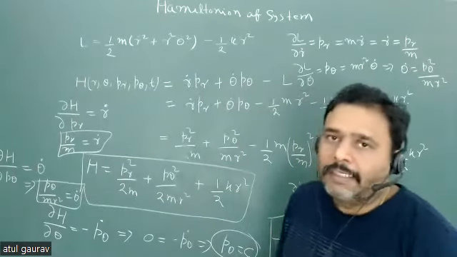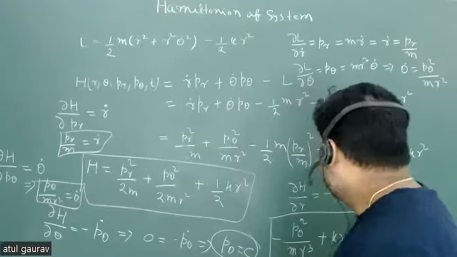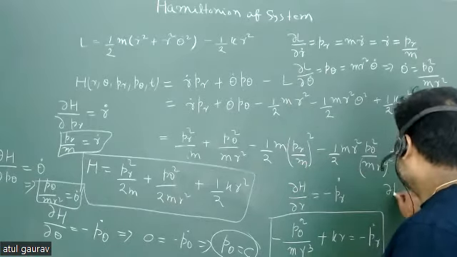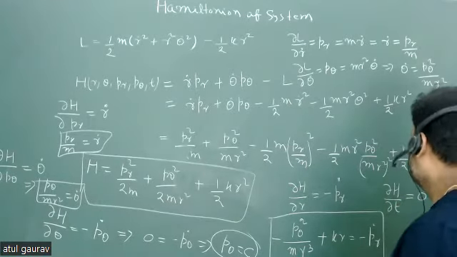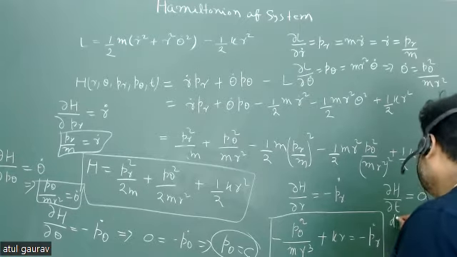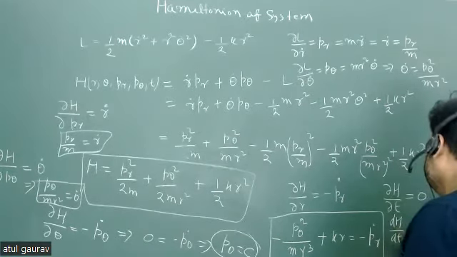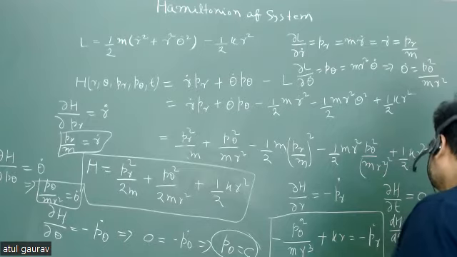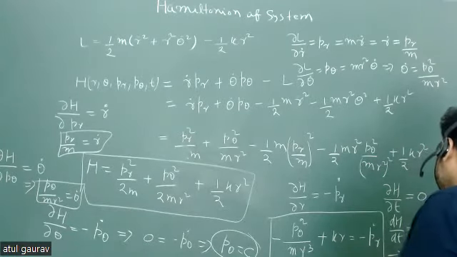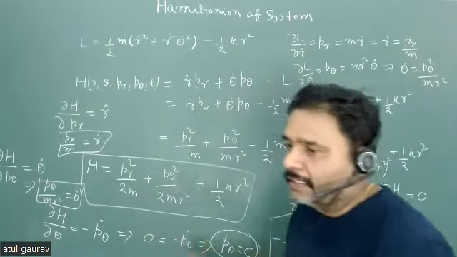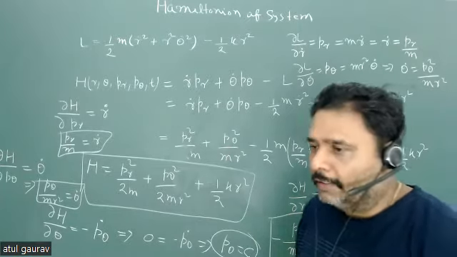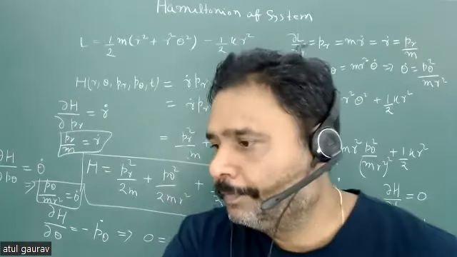Last but not the least, what can you find? You can find that del h upon del t is equal to 0. So dh upon dt is equal to del h upon del t, which implies h is conserved, and we can identify that this h is nothing but the total energy of the system.